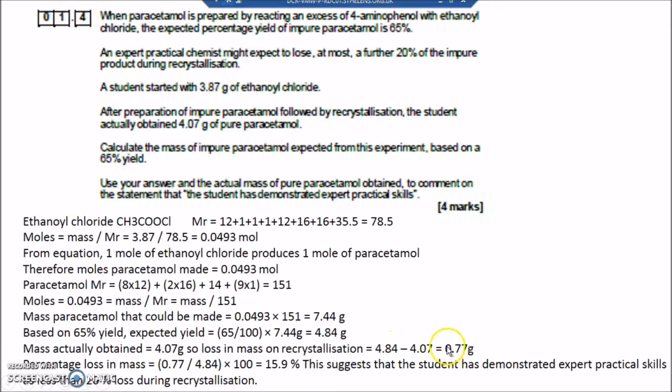So I wonder what percentage that is. If they've lost 0.77 grams out of the 4.84 that they've made, 65% of the yield that is, times by 100, 15.9%. So this suggests that the student has demonstrated expert practical skills because it's less than the 20% that was expected.